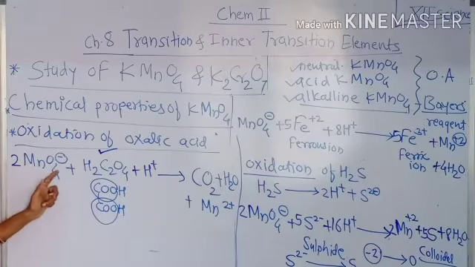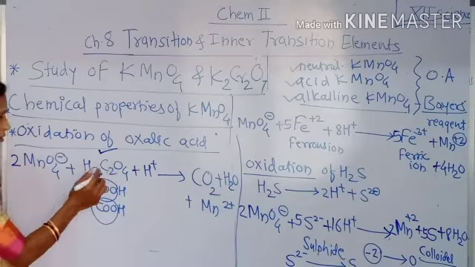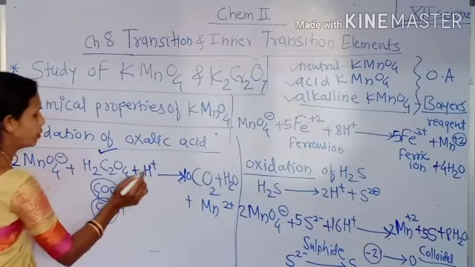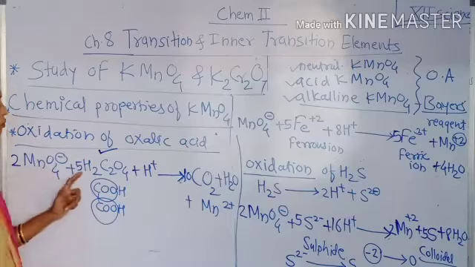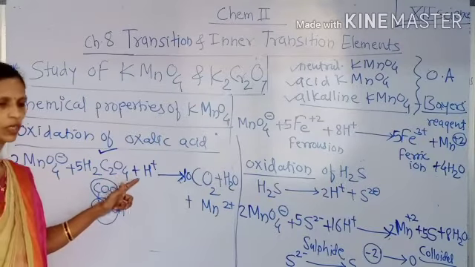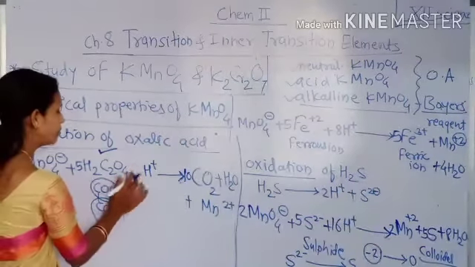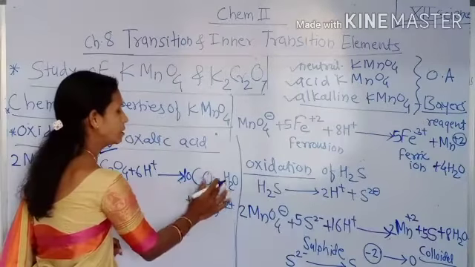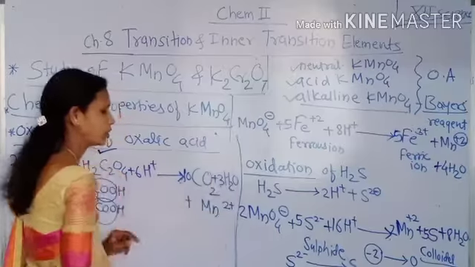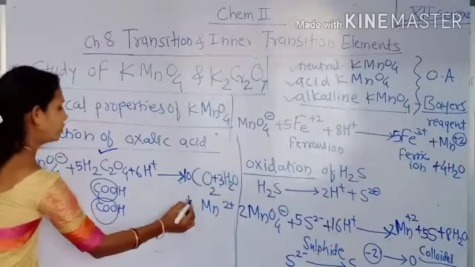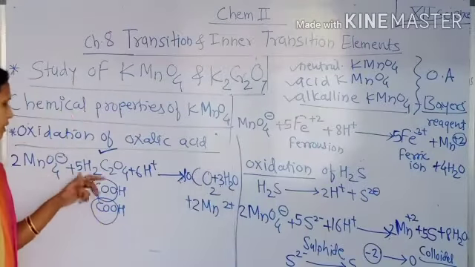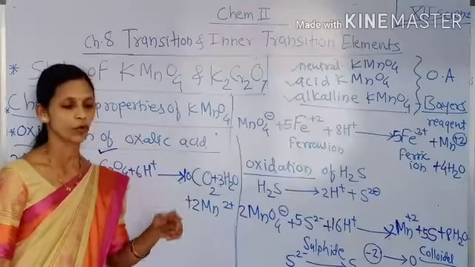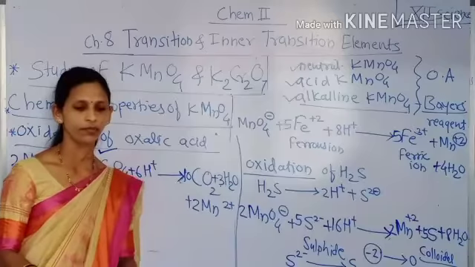Therefore, 2 MnO4 minus liberates 10 molecules of CO2, that is carbon dioxide, where 5 molecules of H2C2O4 are used in acidic medium, that is 6 H plus ions, which gives 3 H2O and Mn2 plus ion. That means in this reaction oxalic acid undergoes oxidation due to potassium permanganate in acidic medium.